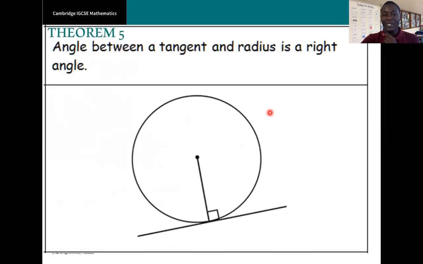So straight away to theorem number 5. It says the angle between a tangent and a radius is a right angle. You can see this line drawn to touch the circle at this point. If a line is drawn to touch a circle at a single point, we call that line a tangent. You have this line drawn from the center of the circle to intersect the tangent. That line is called a radius. If a tangent and a radius meet, what you have formed is a right angle. So that's a right angle you have there.